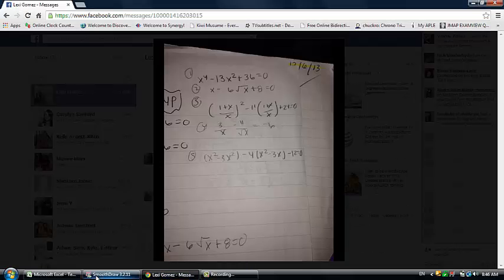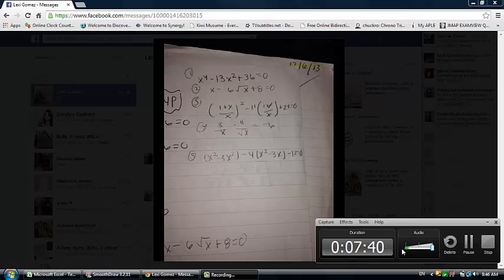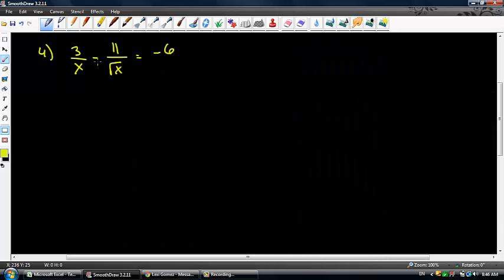I have to say, I said this before, this is a really good book. I wish we had a book like this. Okay, 3 over x. Oops, I usually pause for this. Sorry, hang on. All right, here comes number 4.